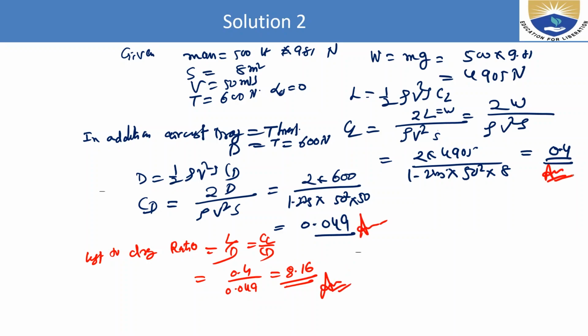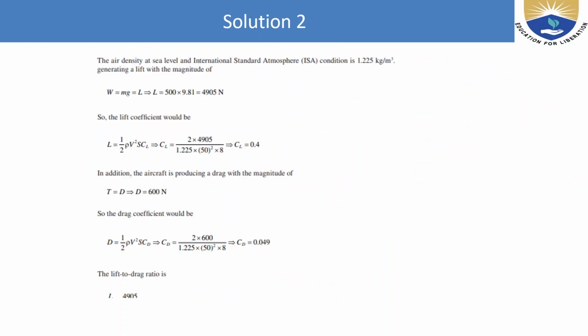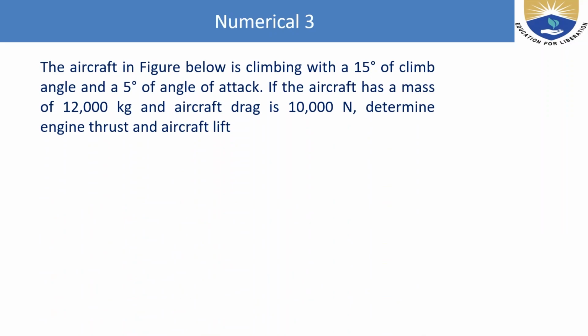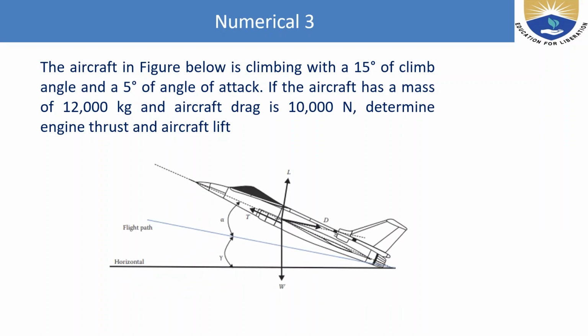So these are the very simple problems which we have to understand in this way. Now we will go for the next problem. The aircraft in the figure below is climbing with a 15 degree climb angle and a 5 degree angle of attack. So gamma is 15 and alpha is 5.